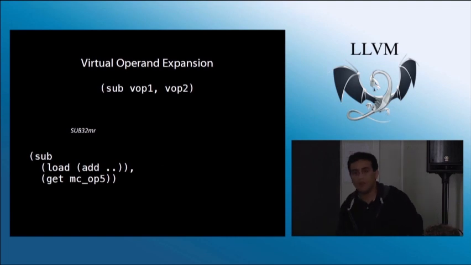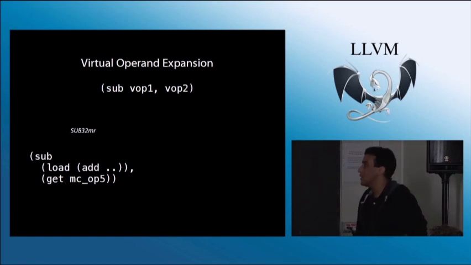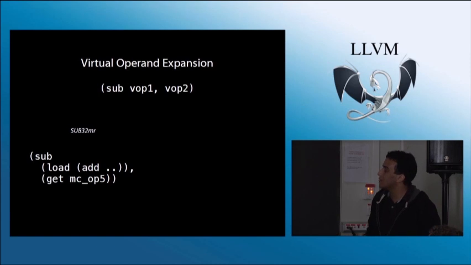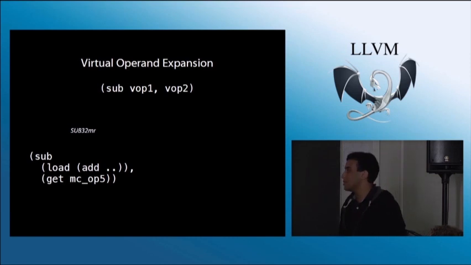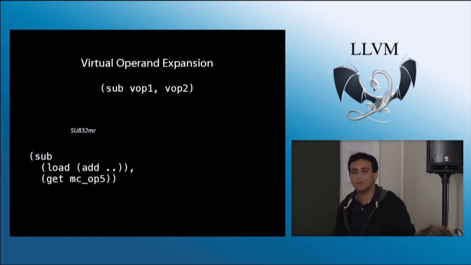Now when we encounter the actual sub instruction, what do we do? We expand each virtual operand to the equivalent semantics fragment. For instance, in this case it's sub32 MR. The first operand is a memory operand, so we do the base scale index offset computation and load from there. We also have the get because it's MR, so the next operand is a register. So we do get. Here you notice that it's 5 because it's the 6th operand at the MC level.